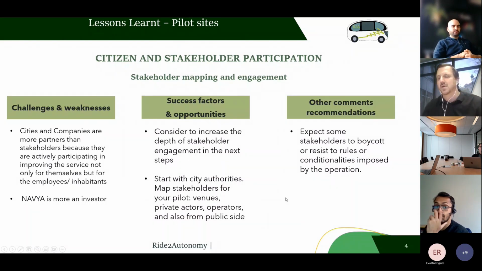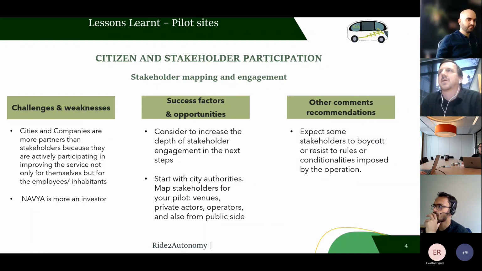Okay, sorry, I didn't put mine in the mural board yet. I will after.